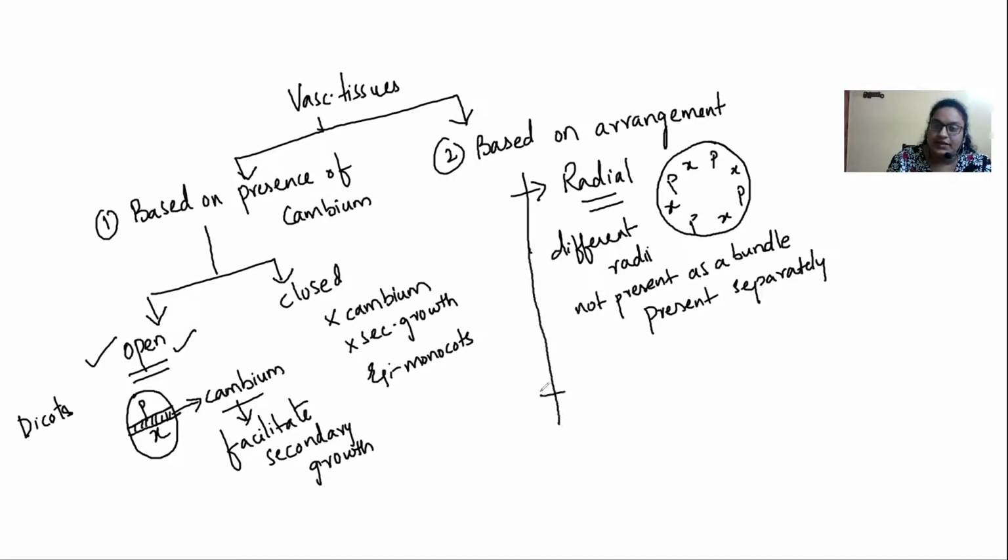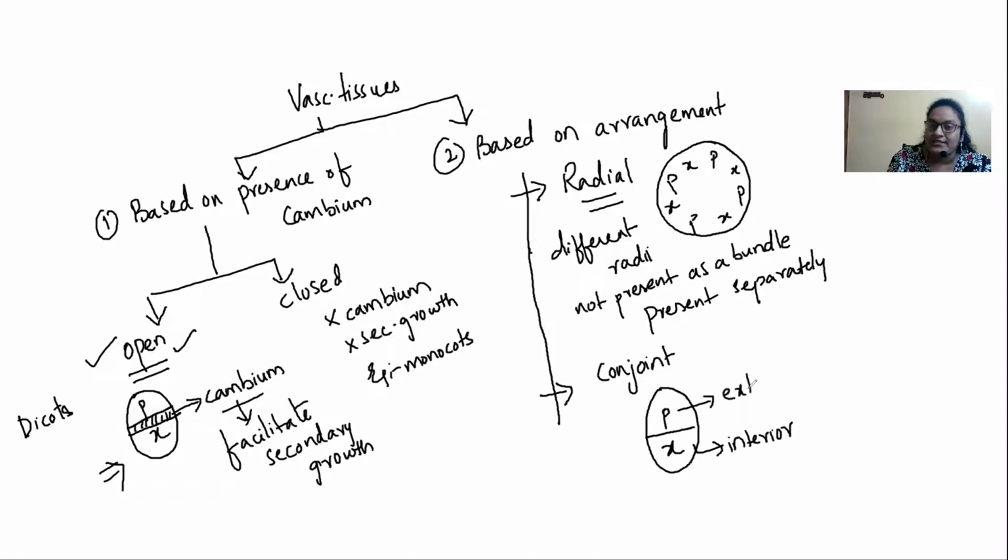Okay, and the next one that we are going to have is conjoint. Conjoint is nothing but they are present together, as we have seen in this particular case. Here you can see that the vascular tissues are present as a bundle, one above the other. Xylem and phloem are placed as one bundle. Xylem is towards the interior, towards the pith, and phloem is towards the exterior, towards the epidermal side. Interior is called adaxial, and exterior is called abaxial. So if they are present as a bundle placed one above the other, we call it conjoint.